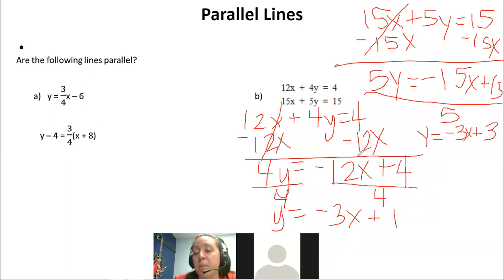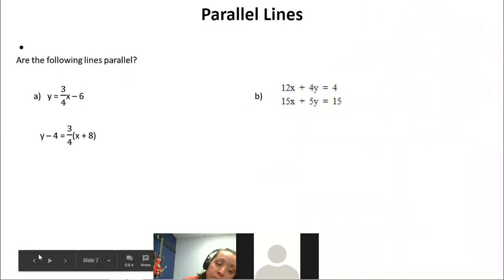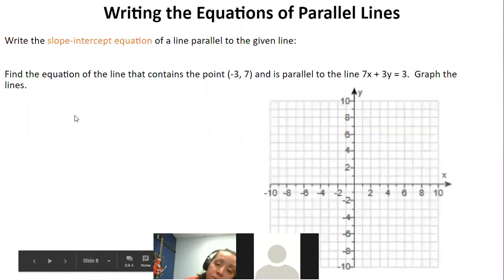And then we see that we have a negative 3x plus 3 and a negative 3x plus 1. So are those lines parallel? Yeah, those definitely are parallel because they have the same slope.